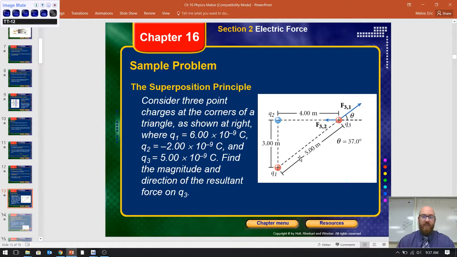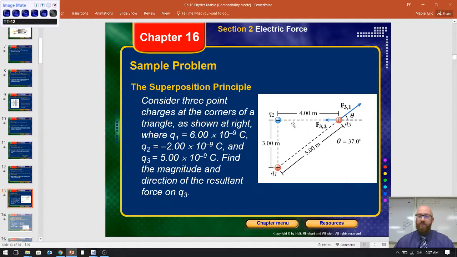If I said, okay, what's Q1 going to do? We can calculate that. What's Q2 going to do? We can calculate that. What's Q3 going to do? That's actually what we're going to calculate, because that's what the question's asking. But you cannot calculate them all, not at the same time. One's going to move. That's what we're going to calculate: the motion of, in this case, Q3.